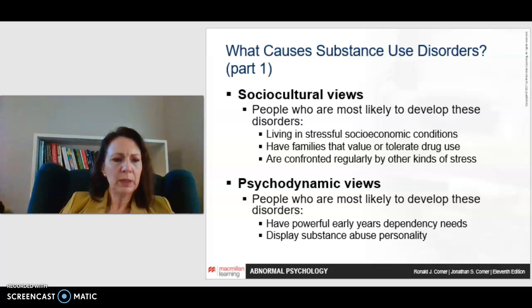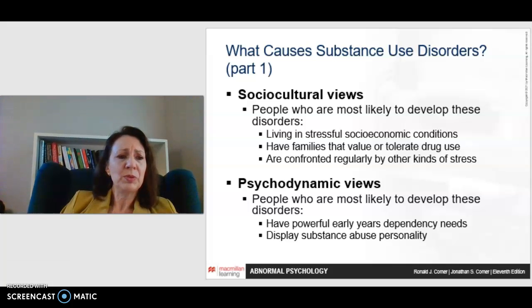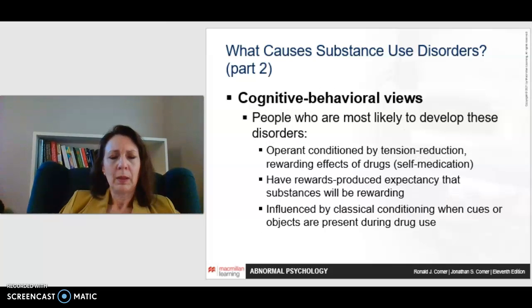In the psychodynamic view, people who are most likely to develop these disorders have powerful early years of dependency needs and display a substance abuse personality.